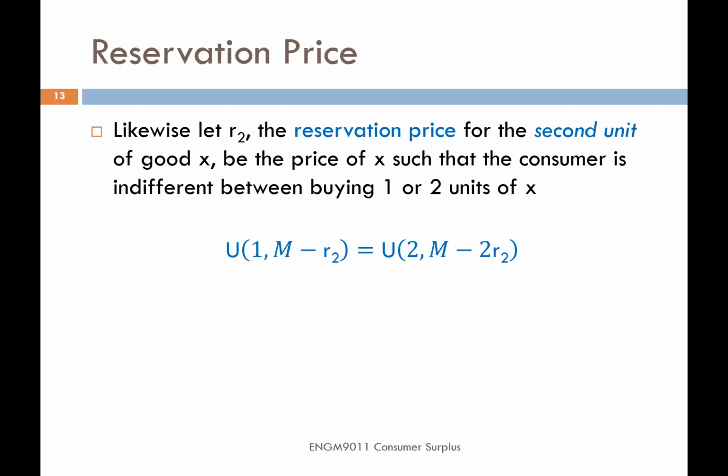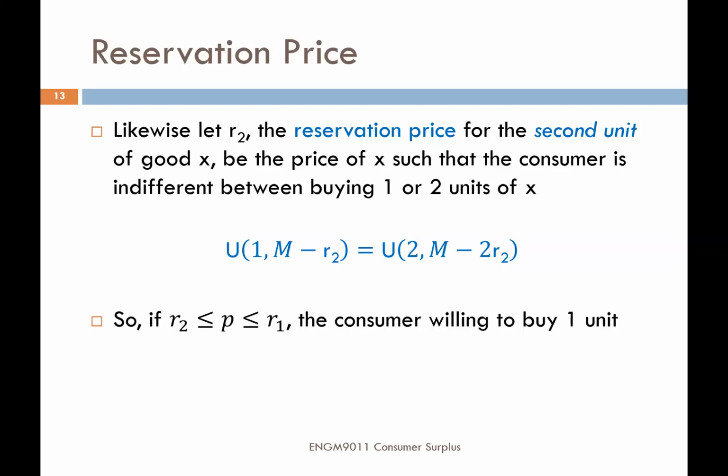So what would that price be? As I pointed out, it's got to be less than R1, right? Because of the downward sloping demand curve. The lower the price, the higher the quantity demanded. Right? And we can see, therefore, what we have here is if the price is greater than R1, you buy nothing.